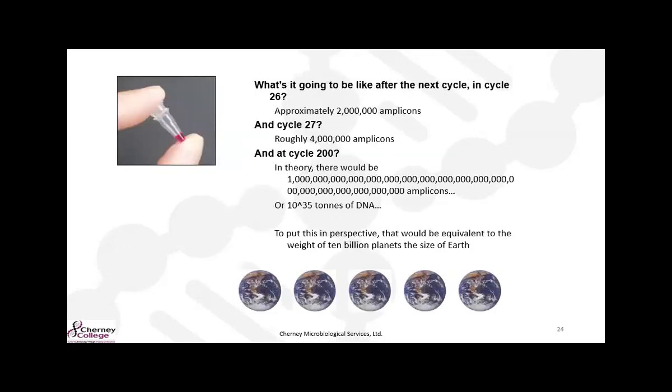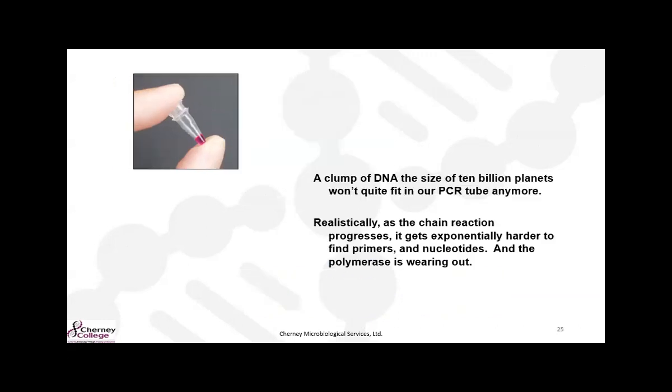So what's it going to look like after the next cycle, in cycle 26? Well, remember, this is an exponential reaction. We started out at 25 with 1 million, so at cycle 26, with that replication process, we're going to get about 2 million. Cycle 27, about 4 million. And in theory, at cycle 200, you would have about 10 to the 35th power tons of DNA. To put that in perspective, it would be the equivalent to the weight of 10 billion planets the size of Earth. And that clump of DNA doesn't exactly fit in our little PCR tube anymore.